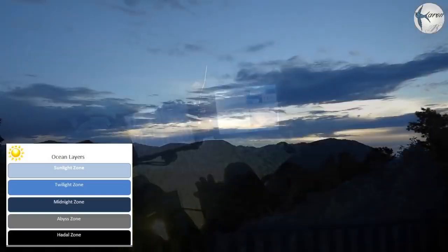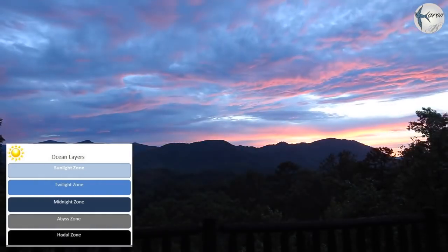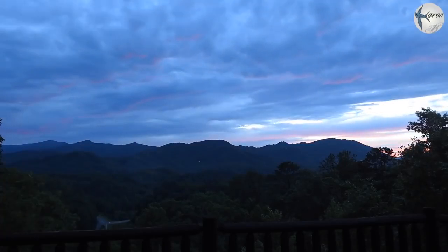The same thing is happening on our Earth's surface, but at a much larger scale. Clouds and water vapor obstruct the light of the sun, and it can no longer illuminate your area.